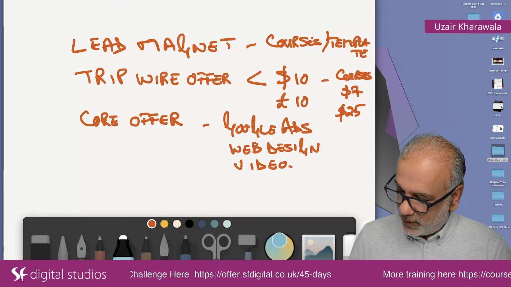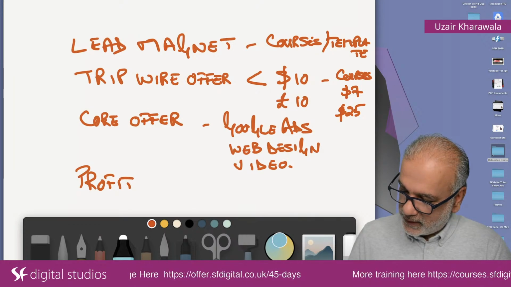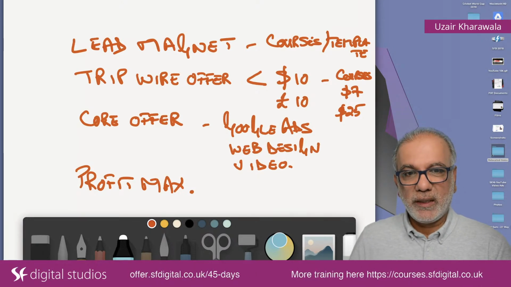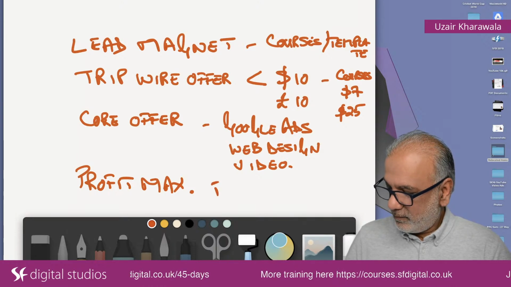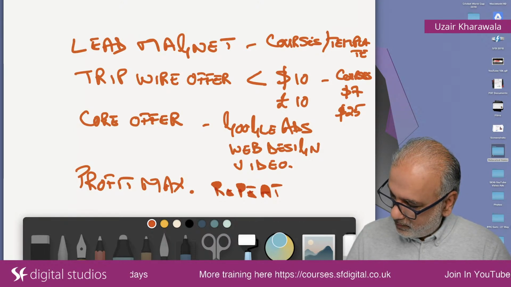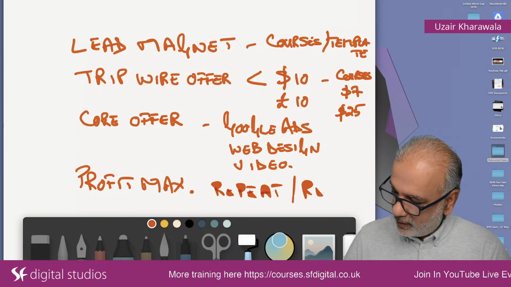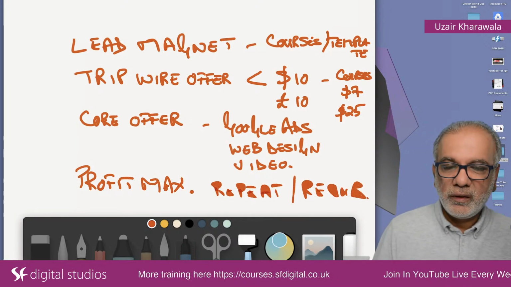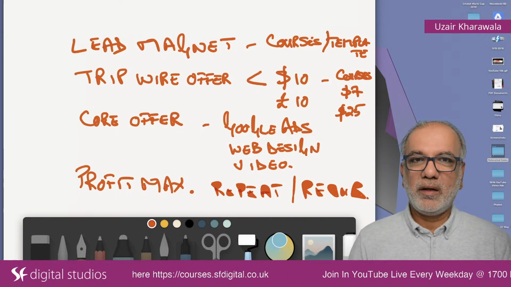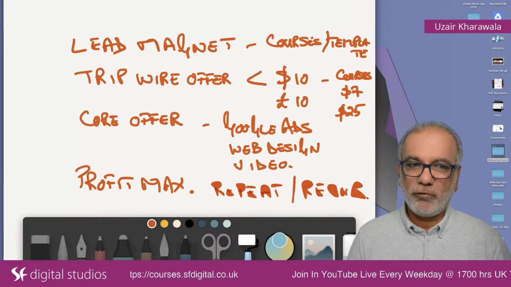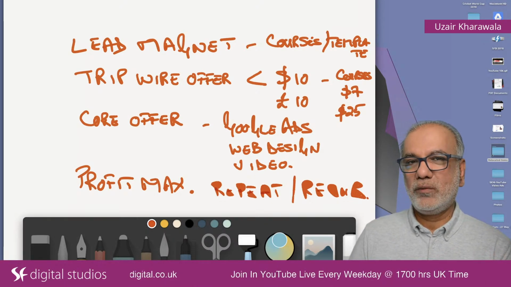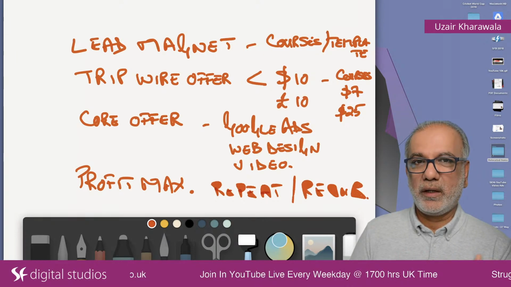And the last one is profit maximizer. This is where the main profit is. So this is repeat or recurring. So you come to me for Google Ads, we've done your first month, then you've gone and carried on month 2, month 3, month 4, and so on. That's where, because after the first month, there is no acquisition cost of acquiring a new customer. This is all recurring and returning customers.